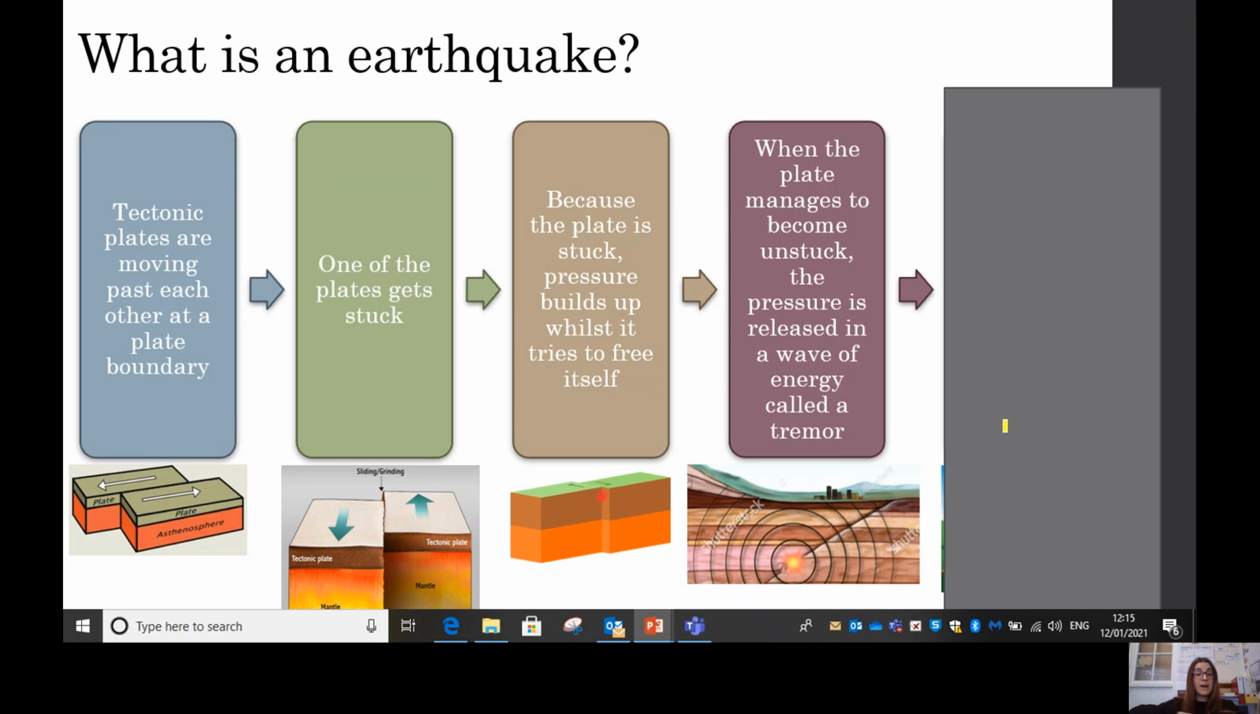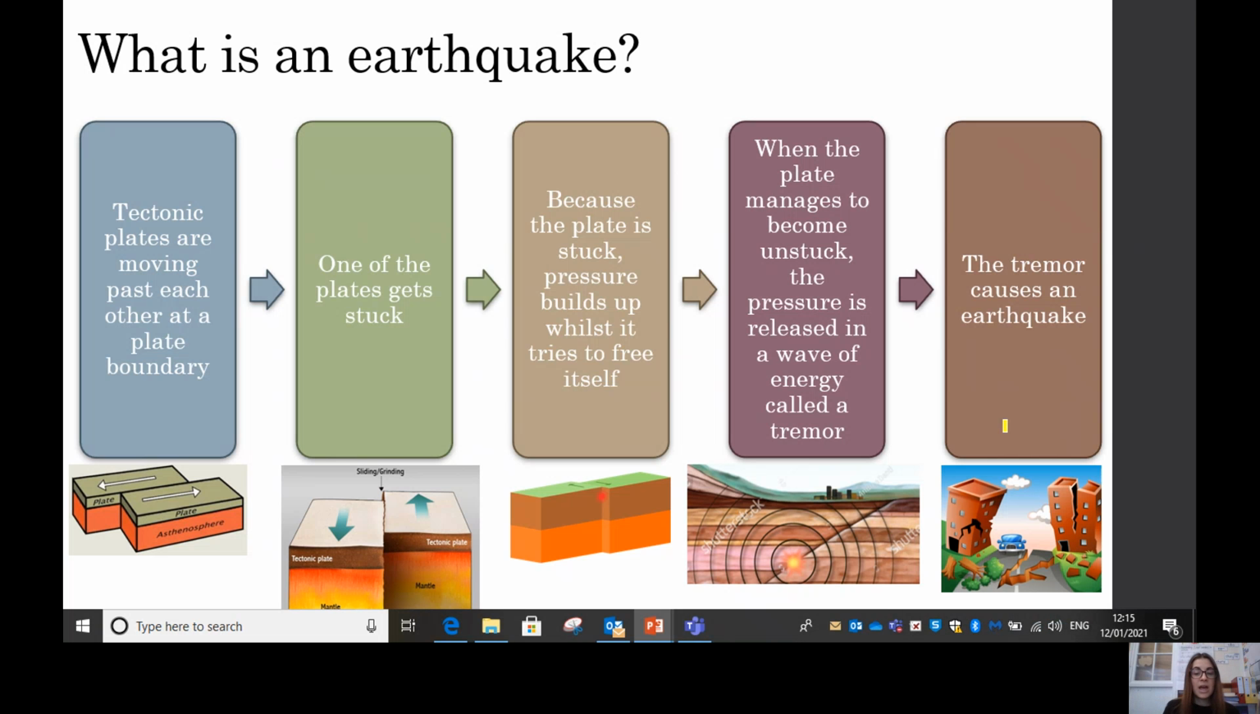When the plate manages to become unstuck, the pressure is released in a wave of energy called a tremor. So the plate pushes and it finally gets through, but it's done a big push to get through. So it creates quite a jerky, bigger movement that we call a tremor. And the tremor is what causes an earthquake. So the tremor begins to shake the ground, and this creates an earthquake.